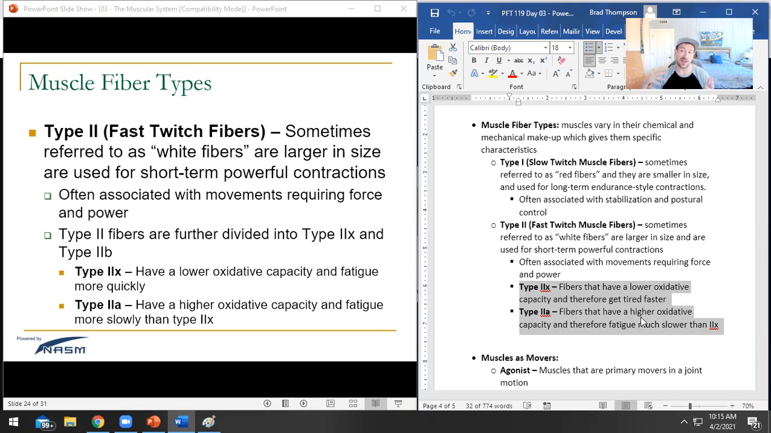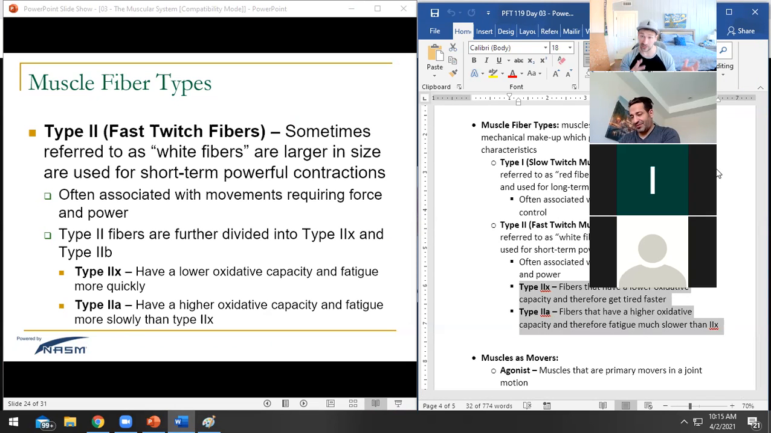So it's not going to be quite as powerful as your type 2X, but it has just a little bit of endurance. So think about if you were lifting really close to your 1 rep max, that's your type 2X. If you were lifting for maybe 6 to 10 repetitions, that would be your type 2A. And then if you were lifting up to 20 repetitions, you're probably getting into type 1 fiber territory.